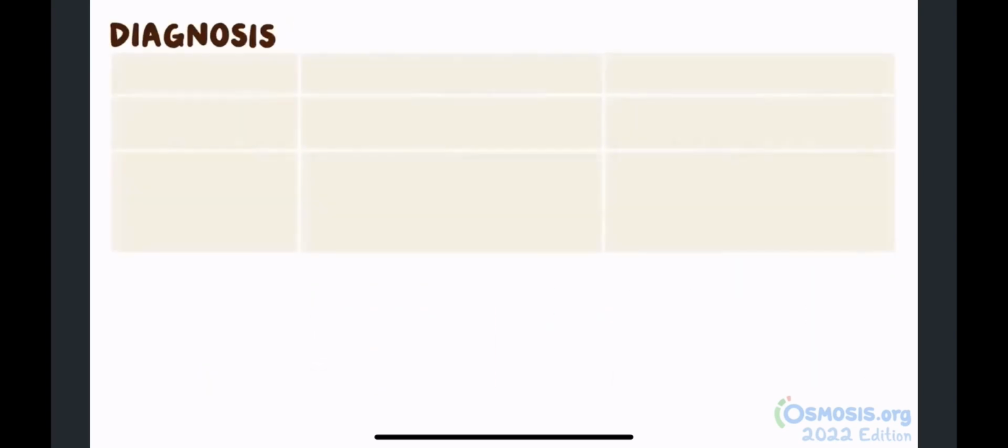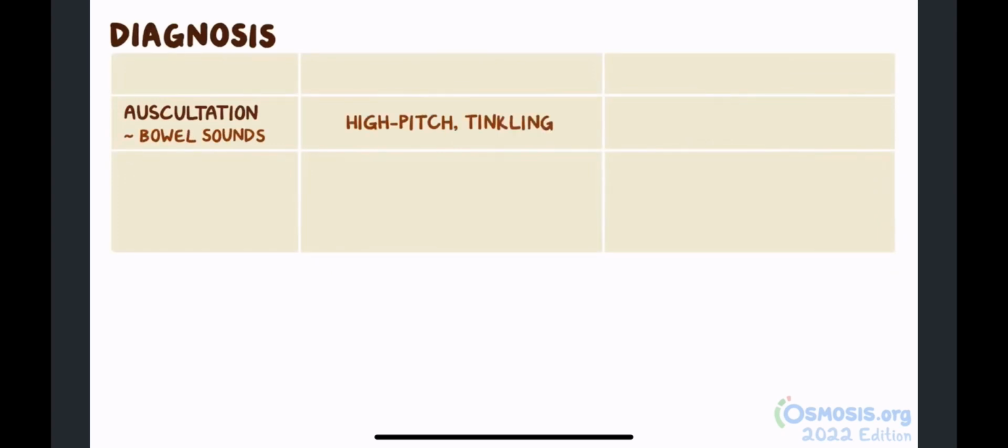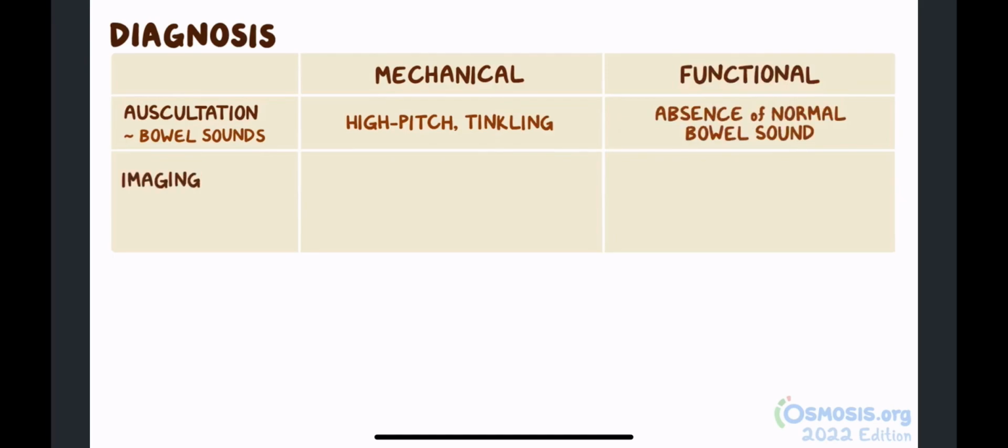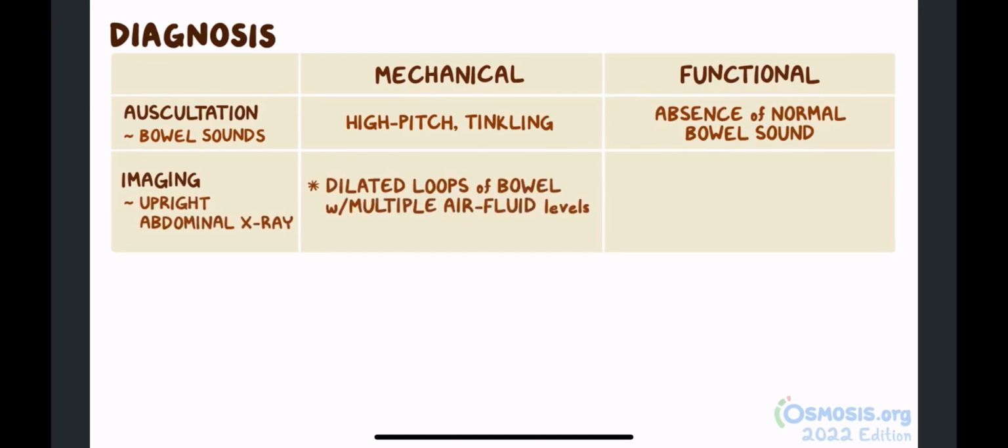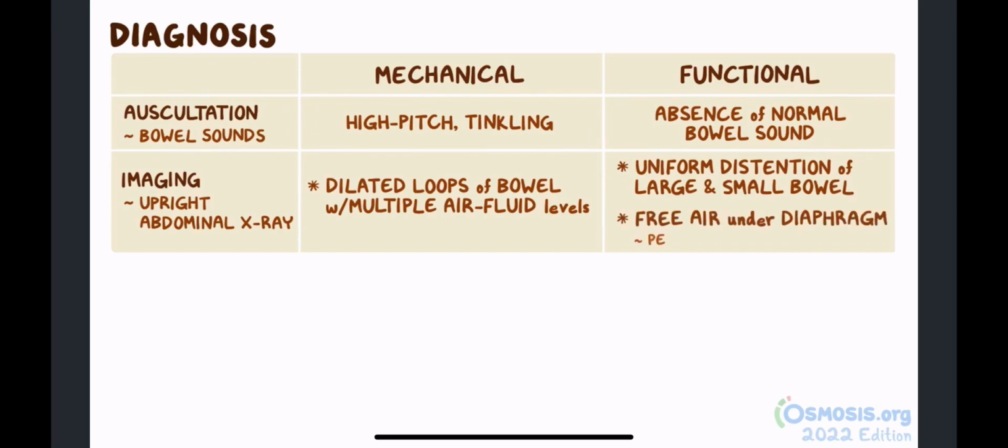Diagnosis of bowel obstruction begins with auscultation or listening to the bowel sounds with a stethoscope. High-pitched, tinkling sounds typically indicate mechanical obstruction, while the absence of normal bowel sounds suggests functional obstruction. Imaging studies are also important, starting with an upright abdominal X-ray. Dilated loops of bowel with multiple air fluid levels on the X-ray suggest mechanical bowel obstruction. On the other side, generalized uniform distension of the large and small bowel suggests functional bowel obstruction. Free air under the diaphragm means there's perforation, so emergency surgery is needed.